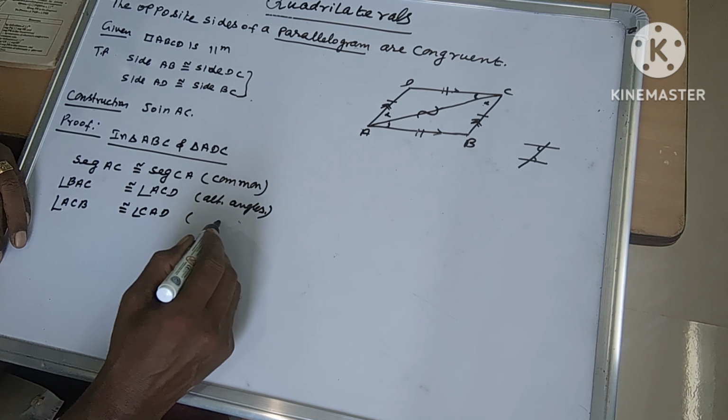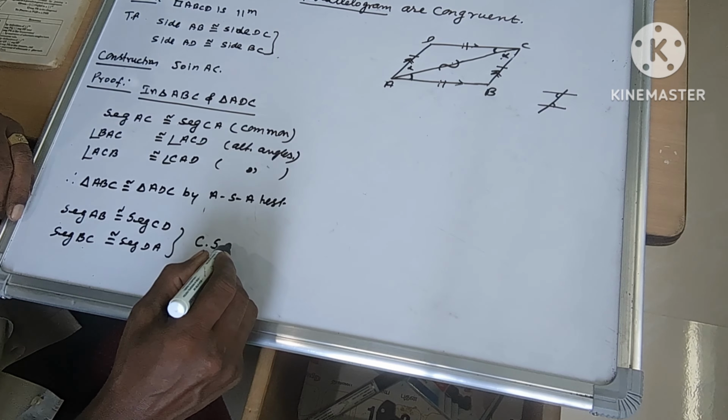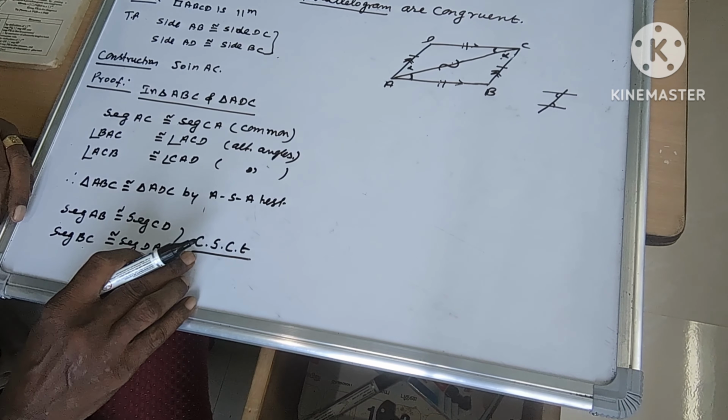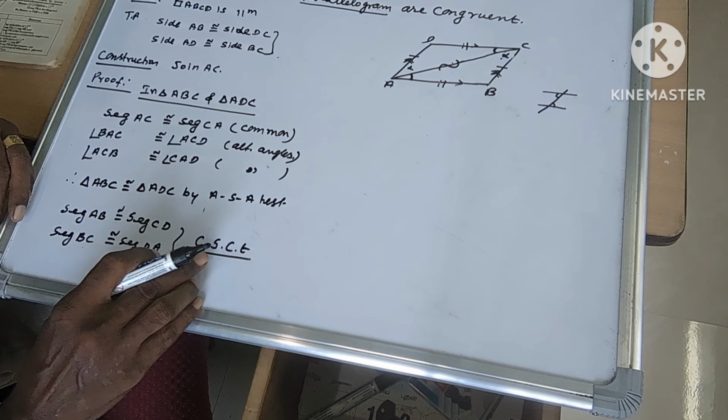Segment BC is congruent to segment DA. This is corresponding sides of congruent triangles. So this is a very simple result. A parallelogram is a quadrilateral, a four-sided figure. In this parallelogram, we have to prove that opposite sides are congruent.